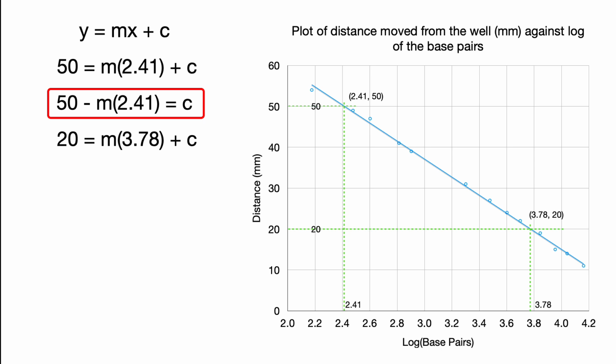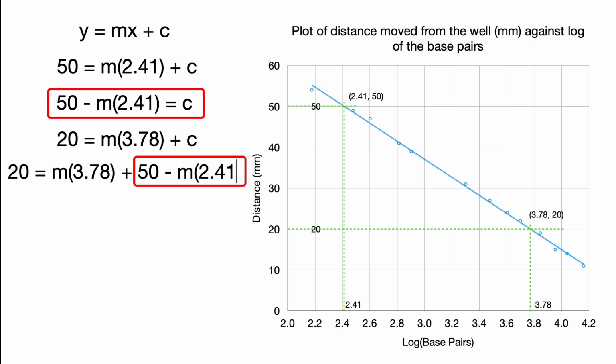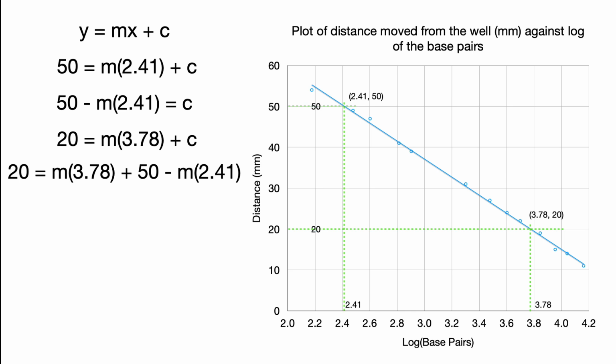So what we do is we replace c in the second equation with the value for c calculated in the first equation. And this gives us 20 is equal to m multiplied by 3.78 plus 50 minus m multiplied by 2.41. Seems complicated, I know. All you have to do now is rearrange this equation, and you can solve for m.